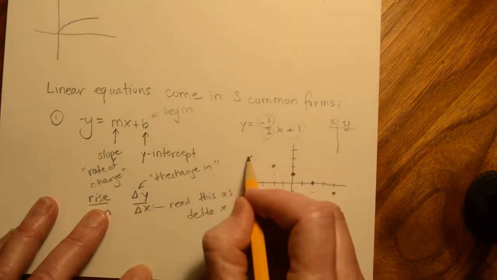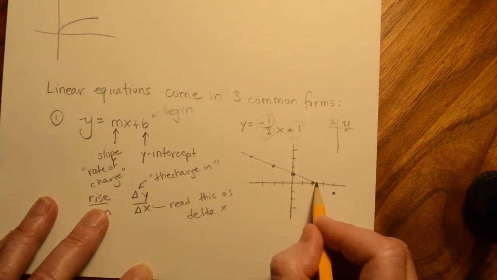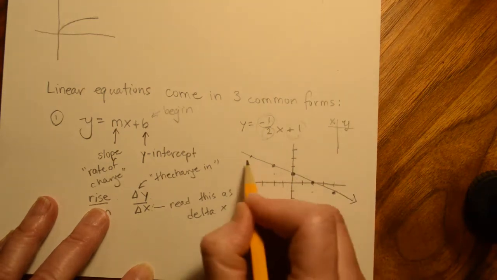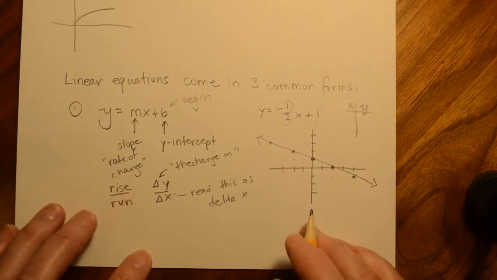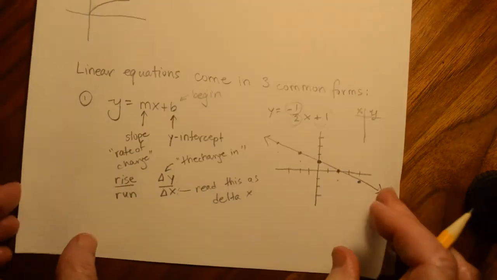But technically, as long as you do it correctly, you should only need 2 points. If you remember from our geometry, 2 points determine a line. So once we have those 2 points, we've got a line. Okay, so that is one form.